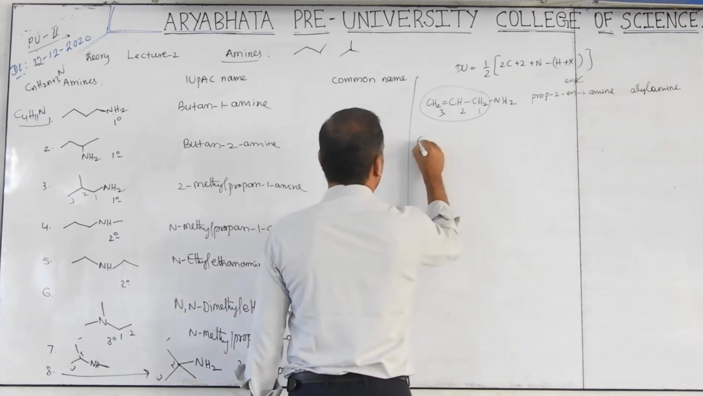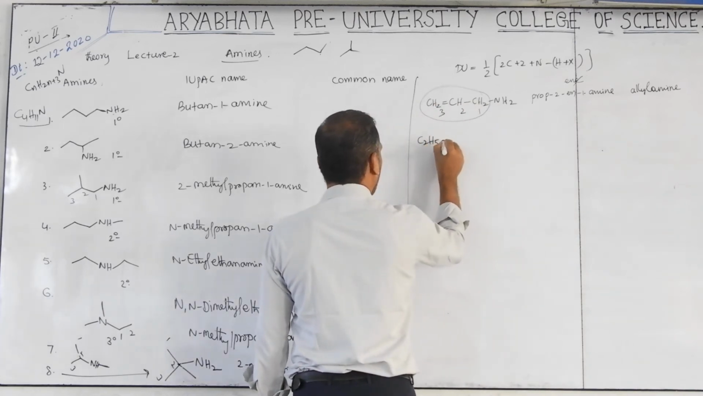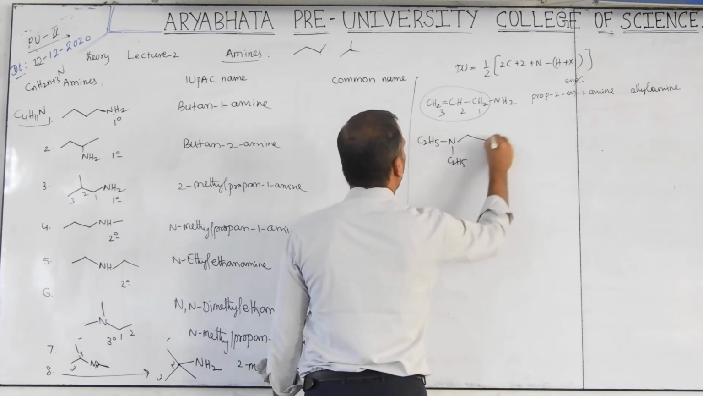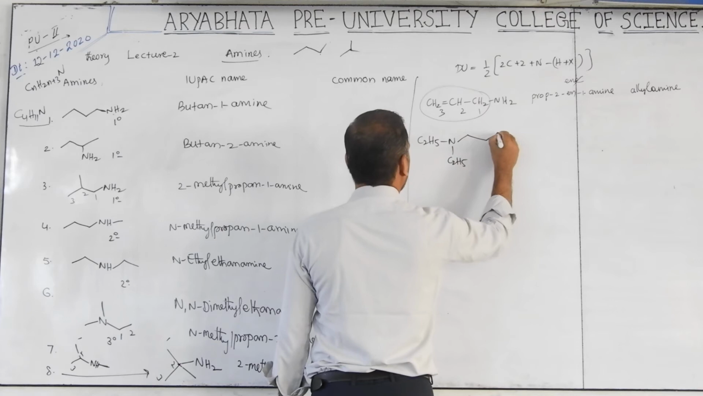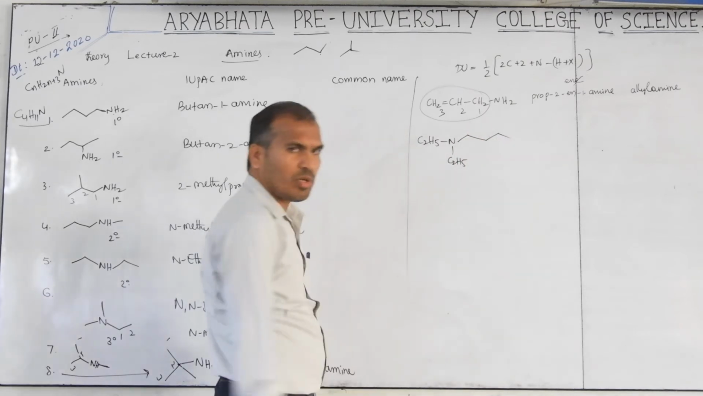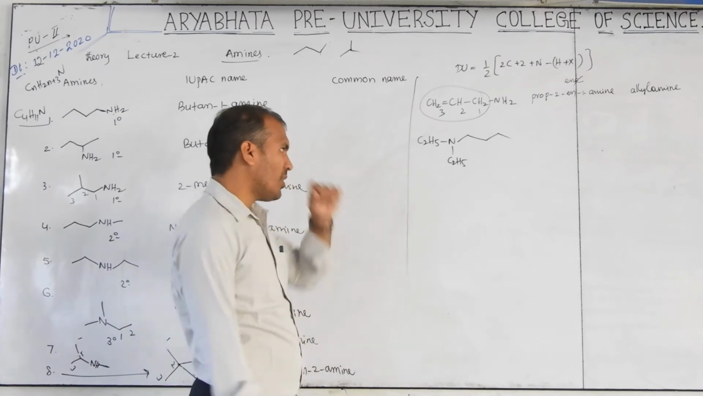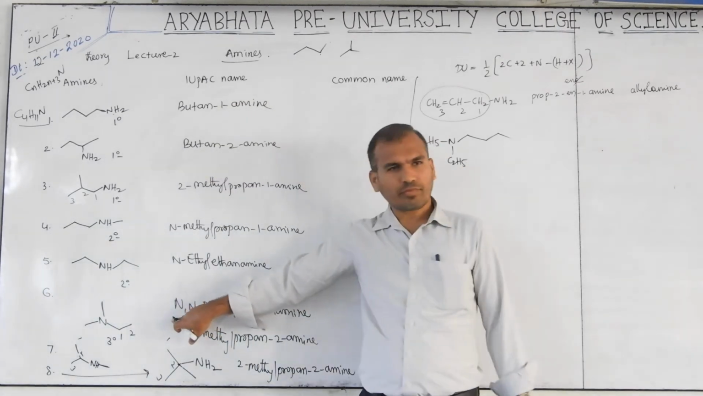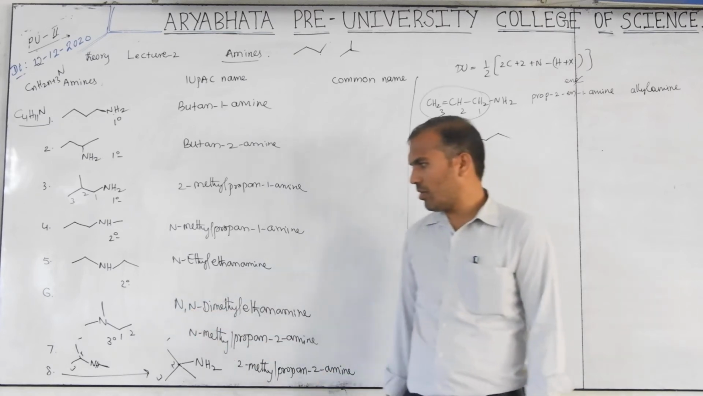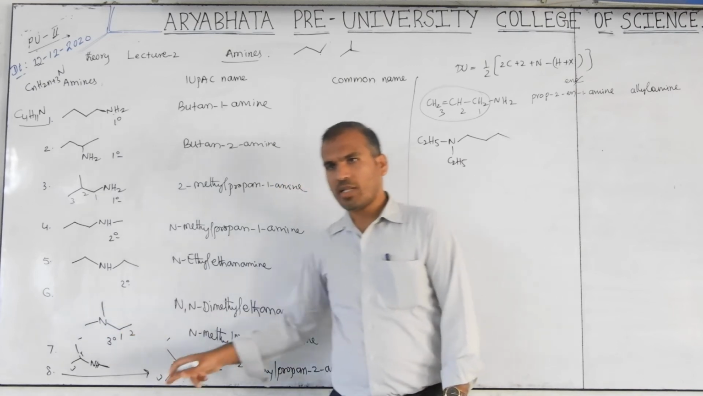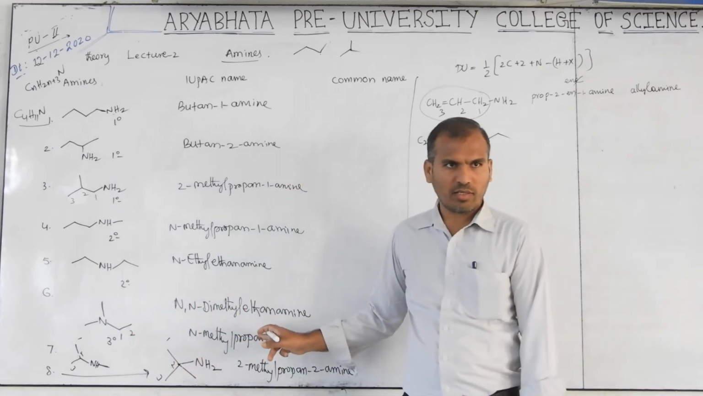Next, C2H5, N, C2H5, 1, 2, 3, 4. Come on, this is already given in your textbook. Then how to name it? To name it, you can observe here. This one, how it is named? N, N-dimethyl ethanamine. Yes or no?